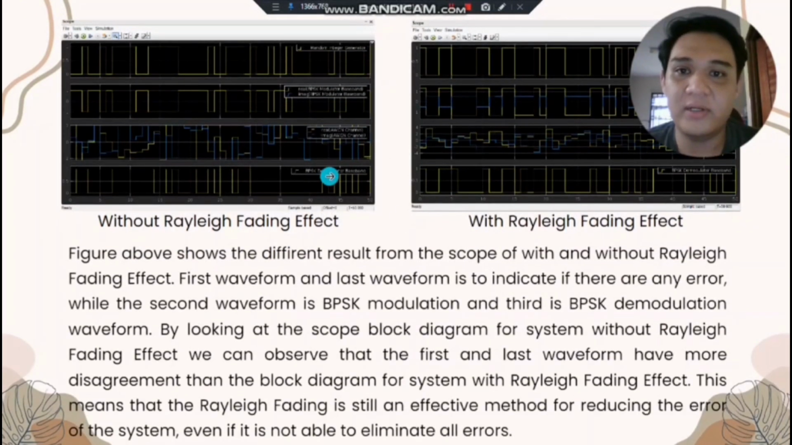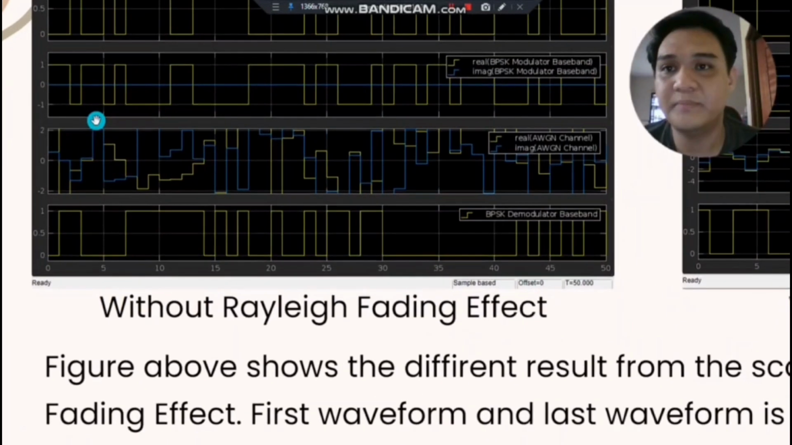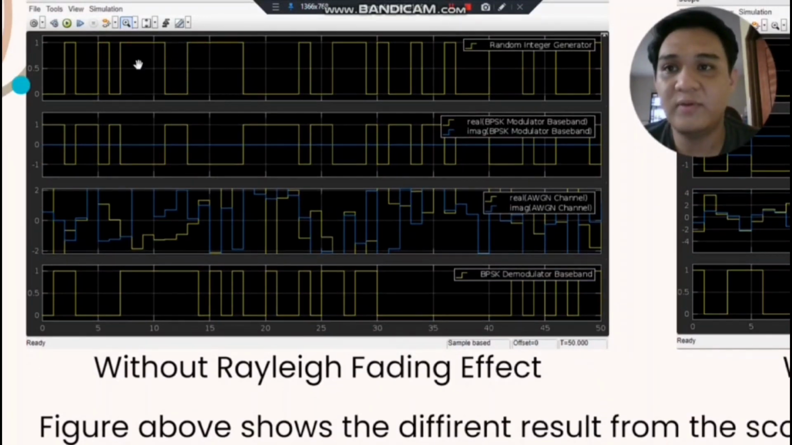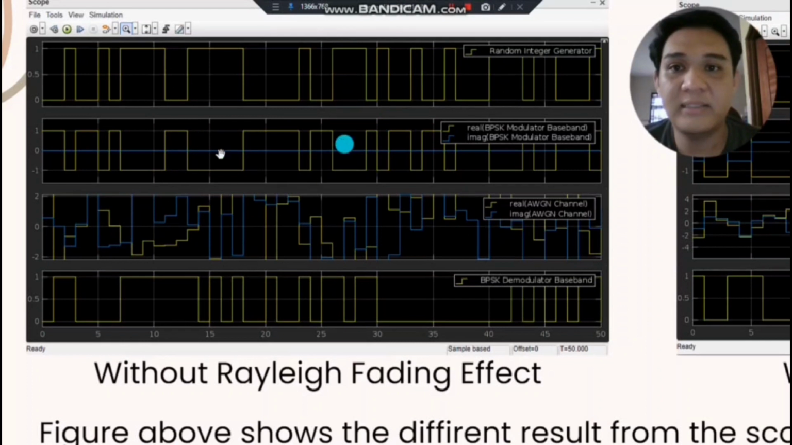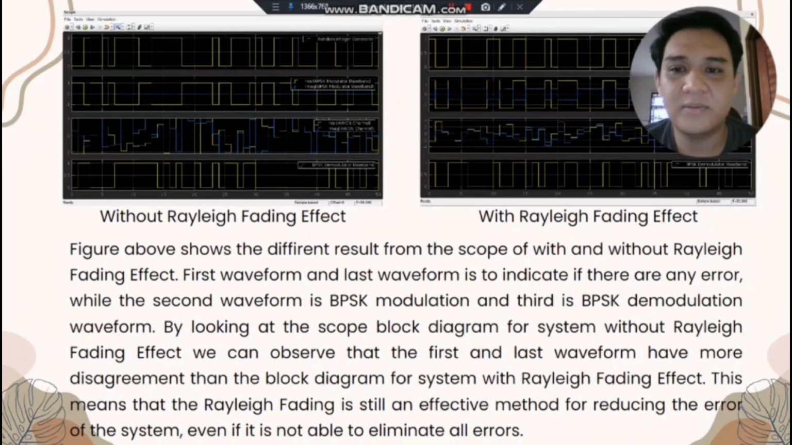Next, we're going to see the scope block diagram for the system. This is without Rayleigh fading effect, and this is with Rayleigh fading effect. The figure above shows the different results from the scope with and without Rayleigh fading effect. The first waveform and the last waveform are to indicate whether there is an error in the system. The second waveform is BPSK modulation, and the third waveform is BPSK demodulation.